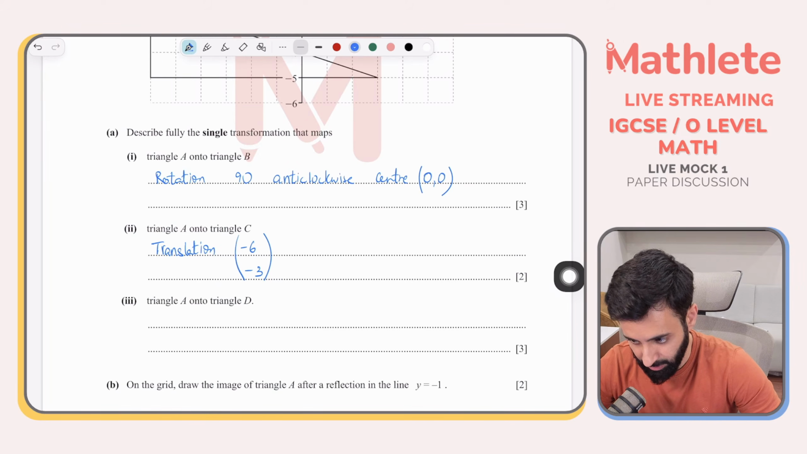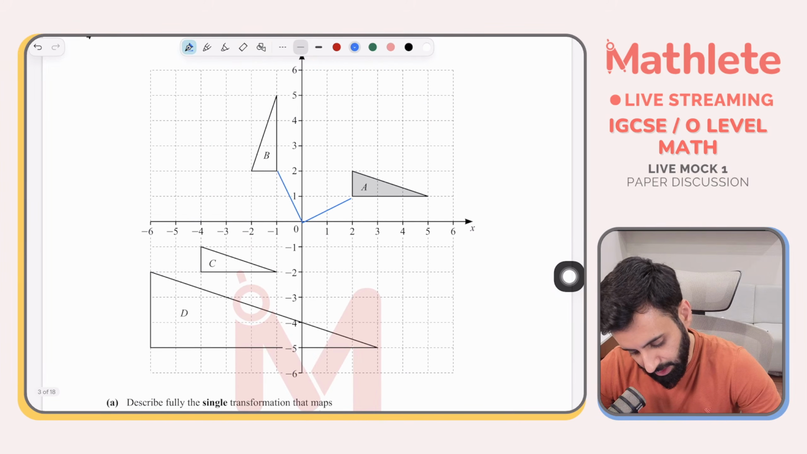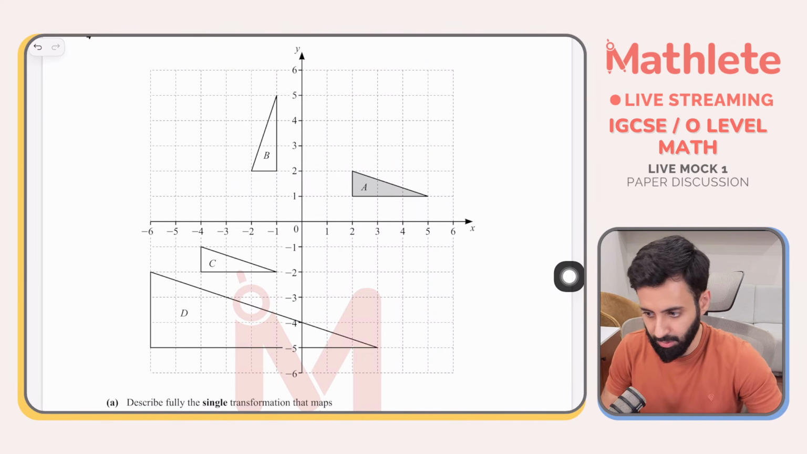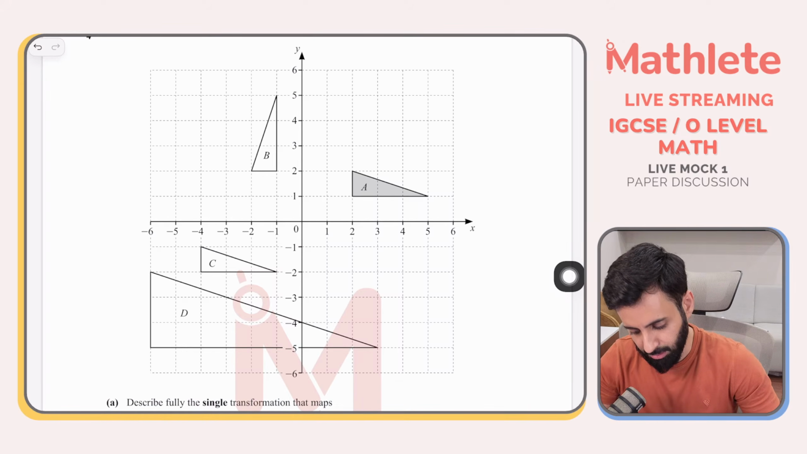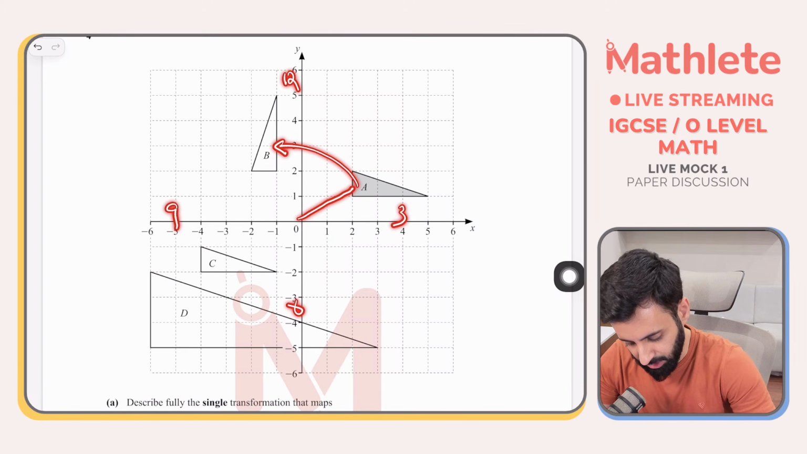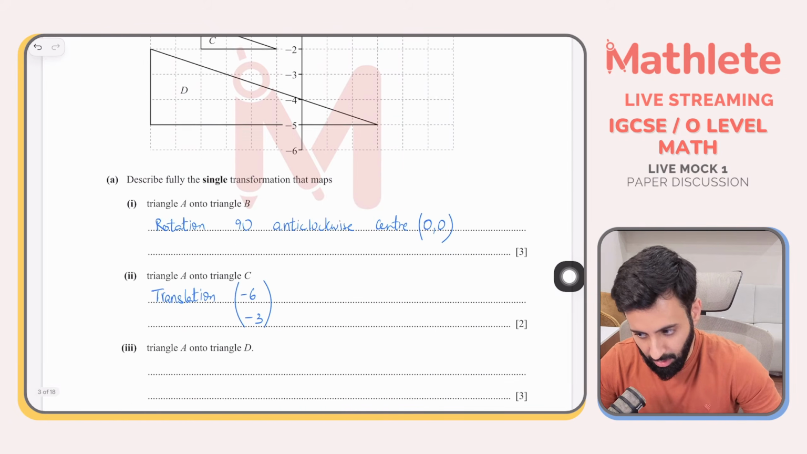All right. Triangle A onto triangle D. How to find the center of rotation? I've already explained how to find out the center of rotation. And no, it's not clockwise. It's going in this direction. Ghadi is direction mein to nahi chalti na beta. This is anti-clockwise.